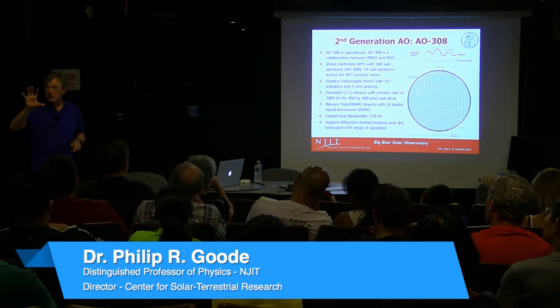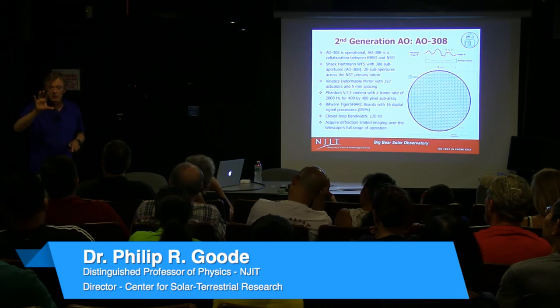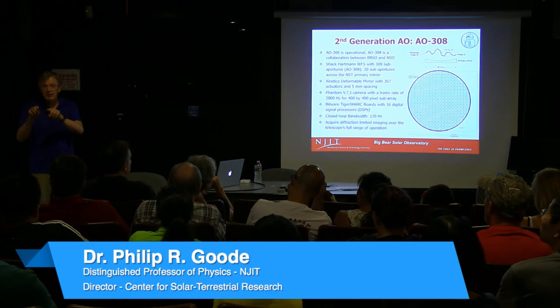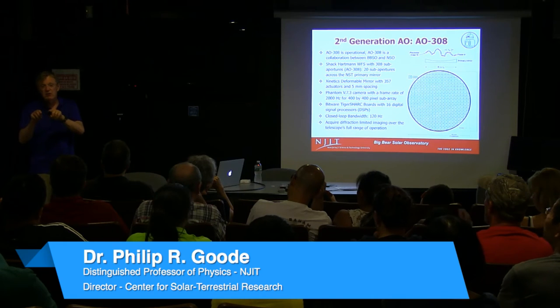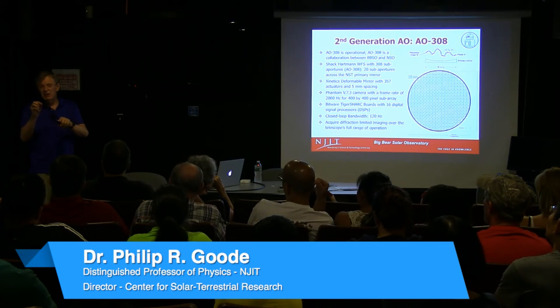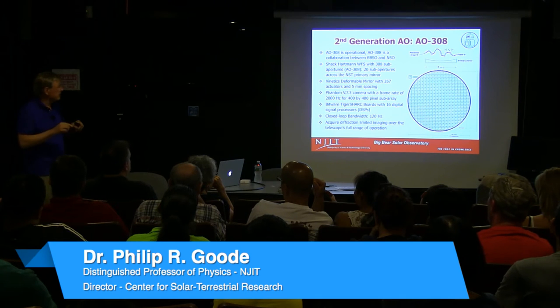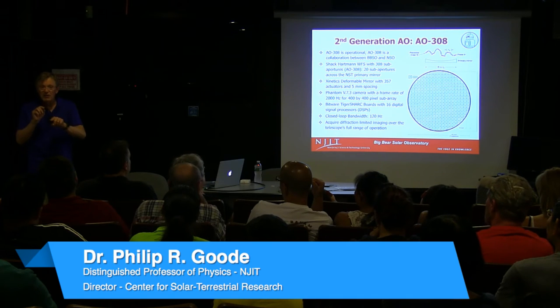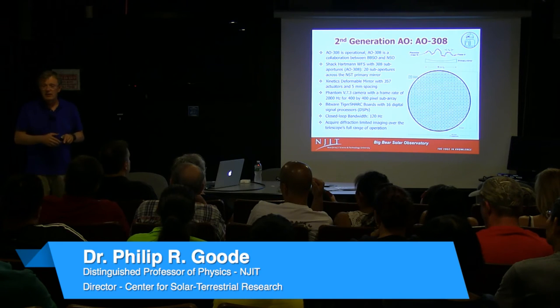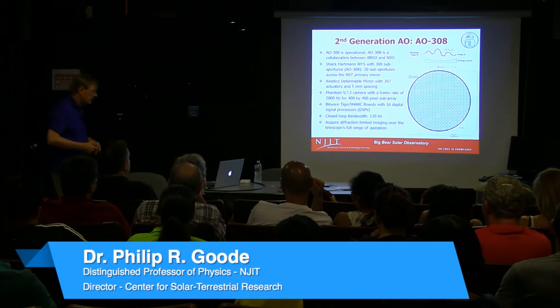The mirror is about this size, costs $500,000, has 357 of these actuators, and the stroke of the actuators is about a tenth to a 50th of the width of a human hair. But it's enough to change the shape of the mirror so that it can compensate for the distorted wave that you get from the atmosphere.